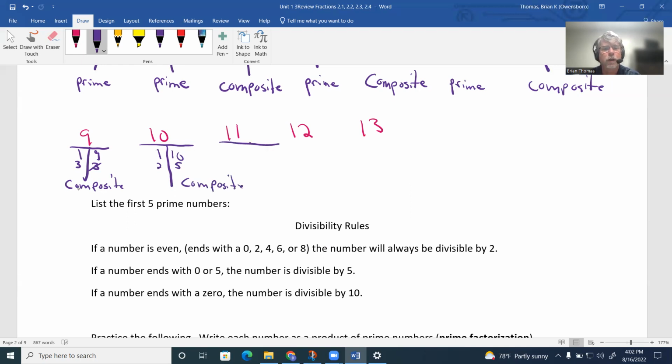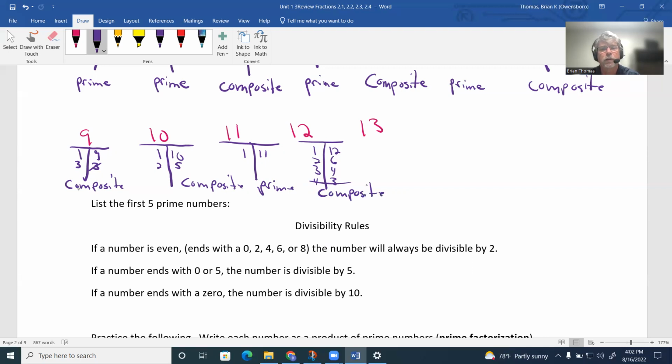11. Notice how we have 1 and 11. There's nothing else. So that's going to be prime. 12. Notice I got my cheat charts off a little bit here. 1 and 12, 2 and 6, 3 and 4, 4 and 3. So now that's repeating. So notice that would also be composite.